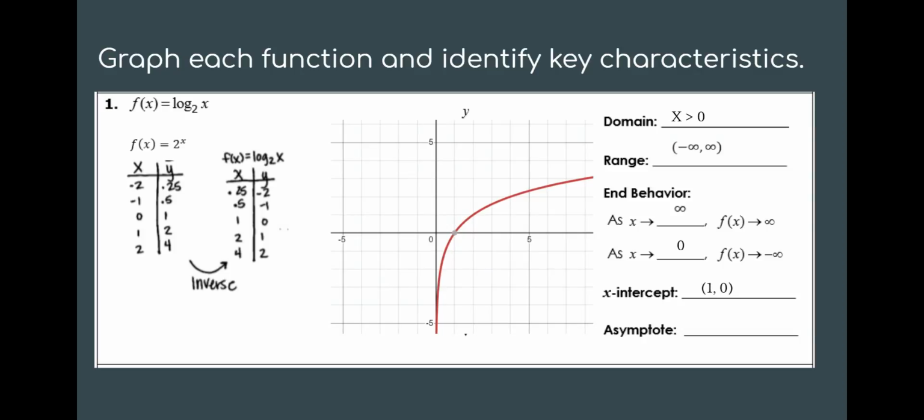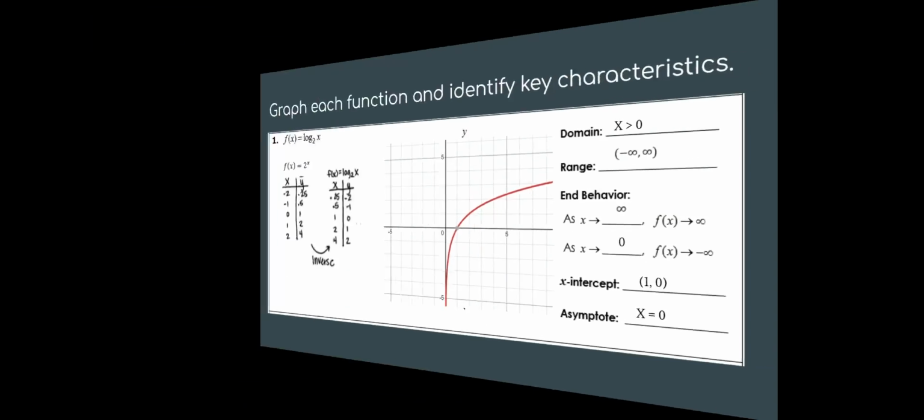The asymptote, again, we've been talking about asymptotes for a while. It is the imaginary line that our function gets really, really close to but never touches. This happens to be x equals 0. I want you to remember that this is a line, so that's why we have an equal sign there. x equals 0.